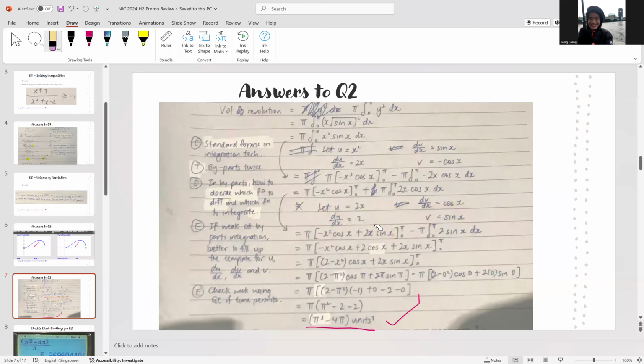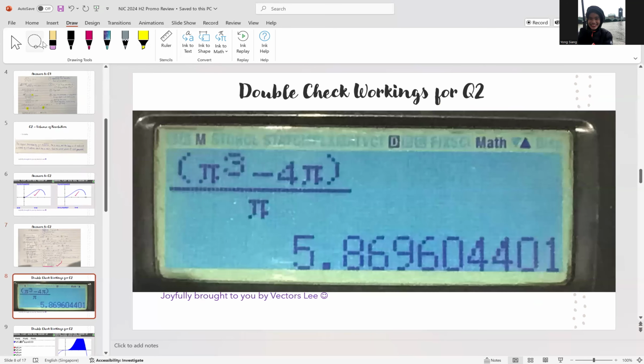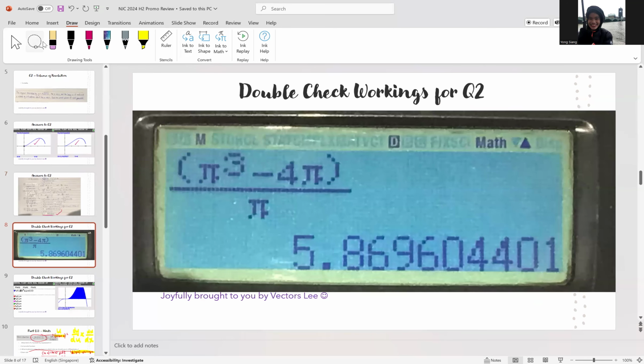Then, if time permits, you are going to have to check your work using a calculator to ensure that this is correct. So what I basically did was I went here, and then after that, I keyed in my answer on the numerator and divided it by pi. Why? Because later on, I'm going to cross-check with the GC.